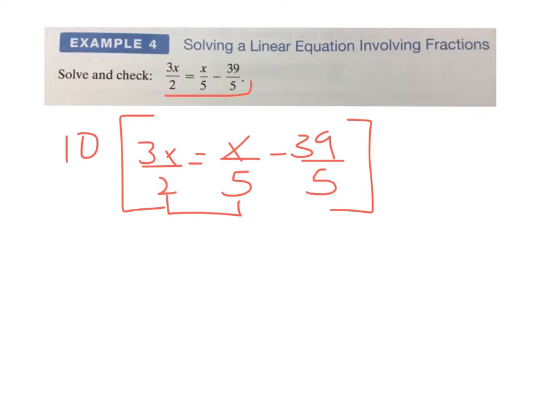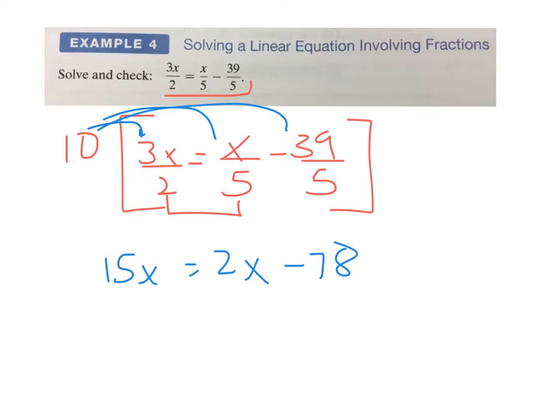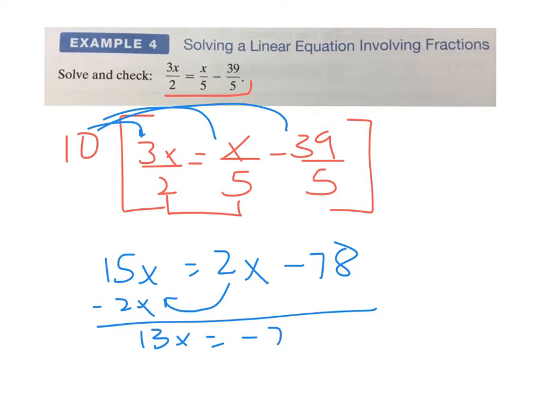So now I'm going to multiply 10 times everything, so 10 times 3 divided by 2 is 15x. 10 times 1 divided by 5 is 2x. And 10 times a negative 39 divided by 5 is a negative 78. Now this equation looks just like the last problem, so I'm going to move my 2x over by changing its sign. So I get 13x equals a negative 78. And so x equals a negative 6 when I divide by 13.